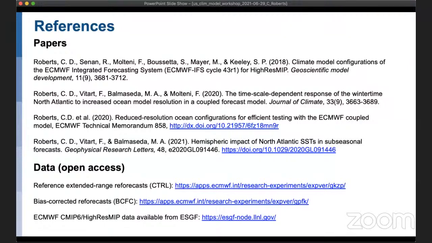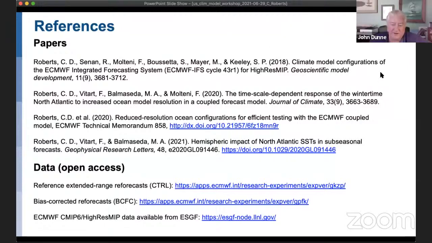Thanks. We have a question from Fei Yu Lu. For the subseasonal forecast with different ocean resolutions, how do the differences in ocean initial conditions, especially with regards to the Gulf Stream, affect the model SST drift and overall prediction?